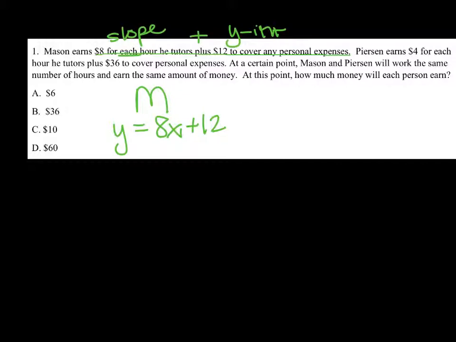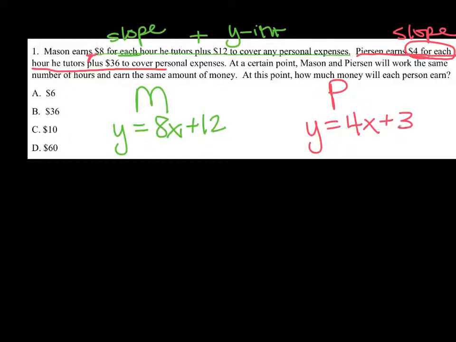Then we go on and read the second sentence. Pearson earns $4 for each hour he tutors, plus $36 to cover personal expenses. $4 for each, that means that's the slope, and 36 is the additional fee. So Pearson's equation, y equals 4x plus 36.